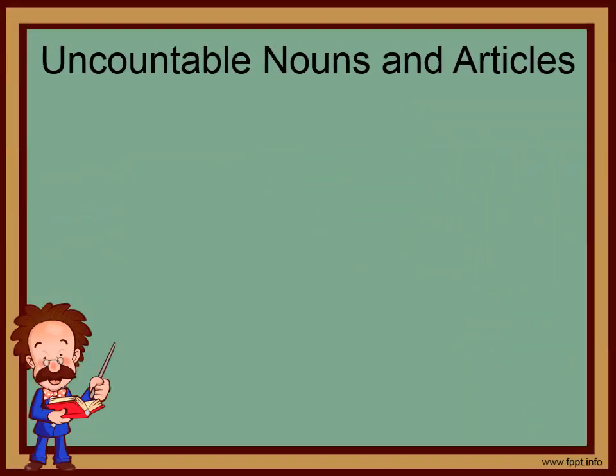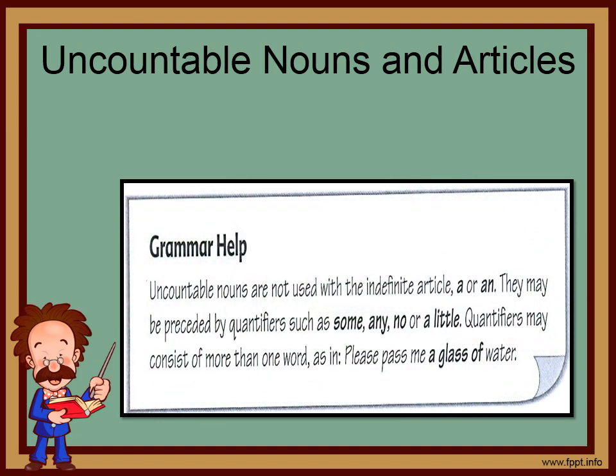We will see here uncountable nouns and articles, right? How do we use articles with uncountable nouns? So grammar help is giving here: uncountable nouns are not used with the indefinite article "a", and this is obvious. We use "a" and "an" with countable nouns. A bus, an apple, an orange. But if a noun is uncountable, then we don't use "a" or "an". You use "some", "any", "no", or "a little", right?